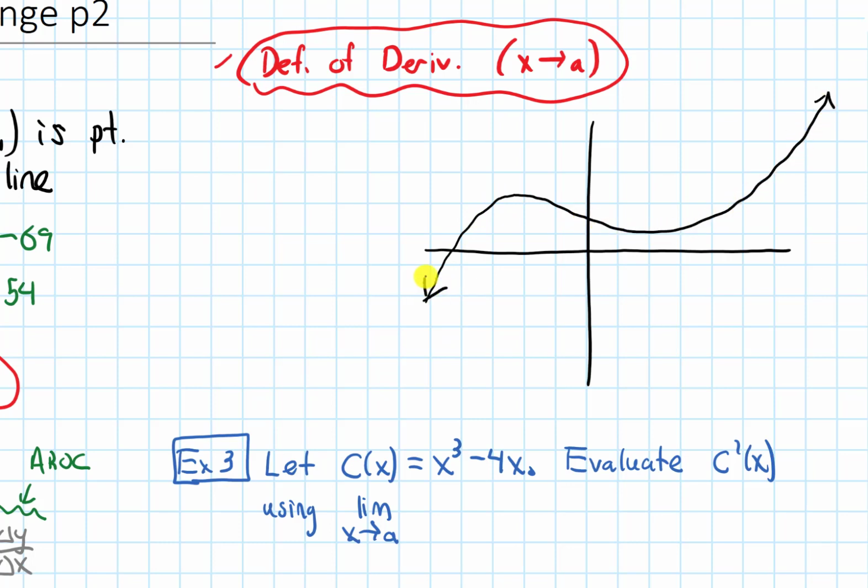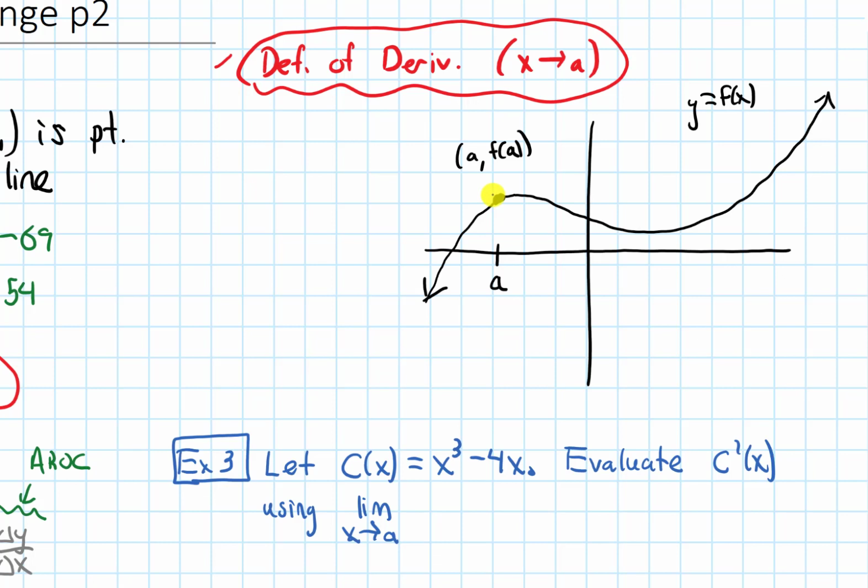So I have this graph, and I'm going to mark some point on the graph, let's say where the x coordinate is a. And let me call this graph y equals f of x. So that means that point's coordinates are a comma f of a. And my ultimate goal is going to be to get the slope of a tangent line at that point.